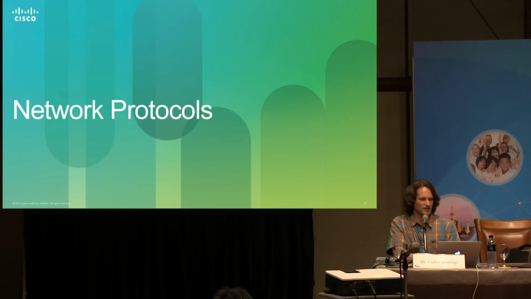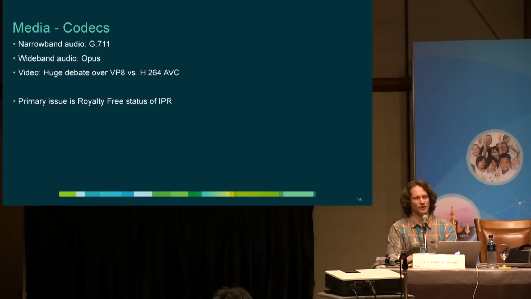So jumping into these network protocols, I'm going to work from sort of the media layers up to the higher level ones a little bit. The first thing that's happening is we need some way to encode and compress the audio going across the system. So the IETF has chosen 711 and Opus as the two mandatory to implement codecs.